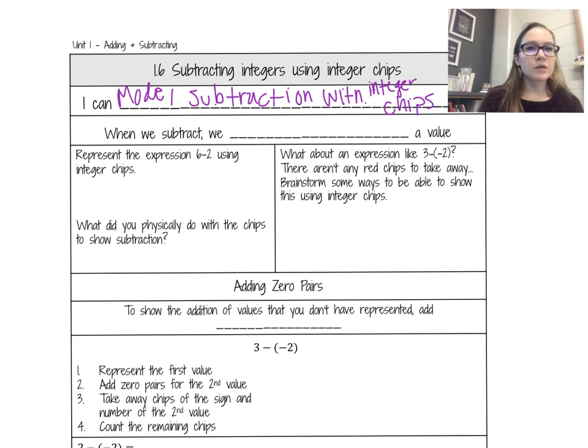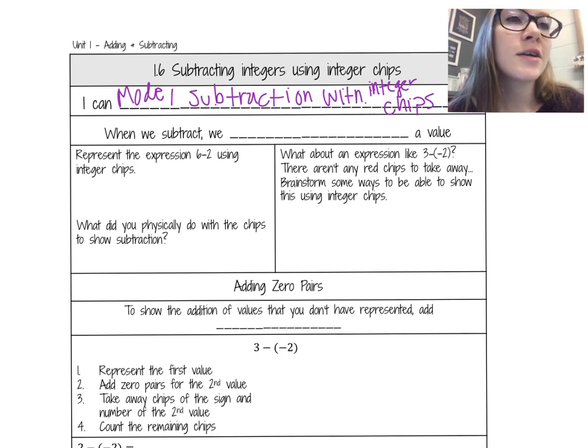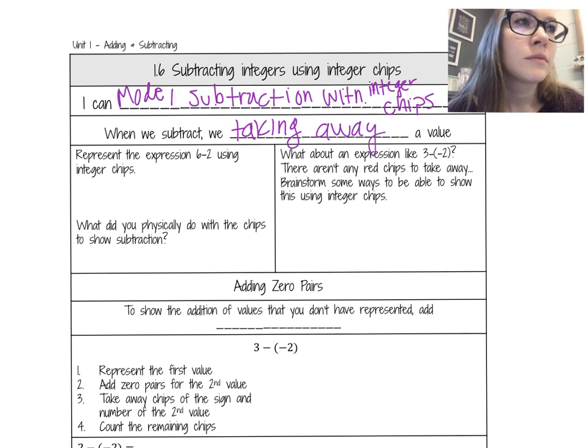That's okay. So when we subtract, what is happening? We're taking away something, right? Because if I had 5 apples and Billy took 2, I would subtract that he took them. So we are taking away a value.